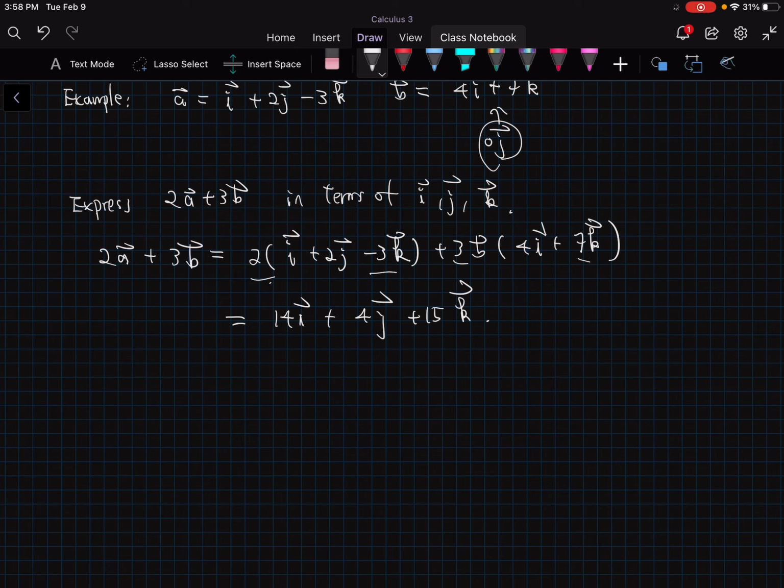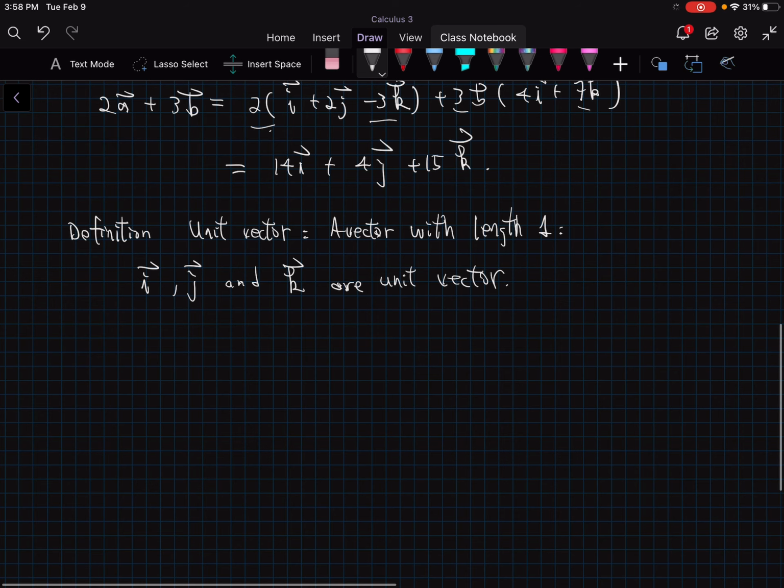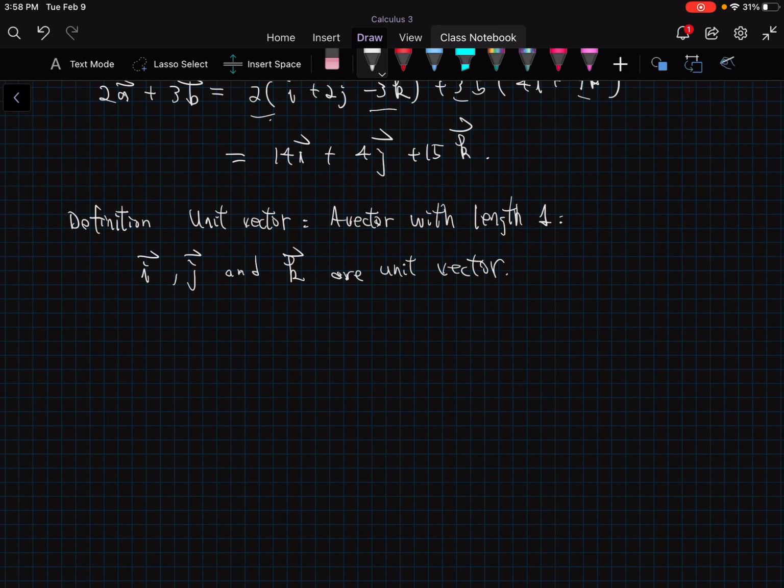Then we're going to define what a unit vector is. What is a unit vector? A vector with length, or magnitude, 1. So I, J, and K obviously are unit vectors. But given any vector, can we make it into a unit vector with the same direction?